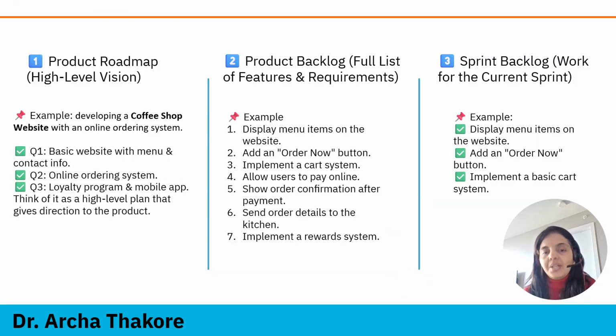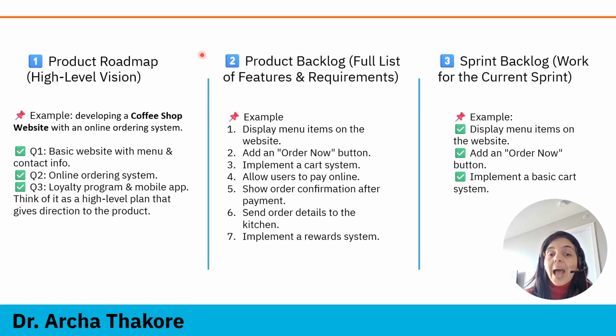This section I have created for your reference to understand the difference between product roadmap, product backlog, and sprint backlog. Imagine the project is about developing a coffee shop website. So high level vision, like basic website with menu and contact info. It should have online ordering system. It should have a loyalty program, rewards and all. This is your product roadmap.